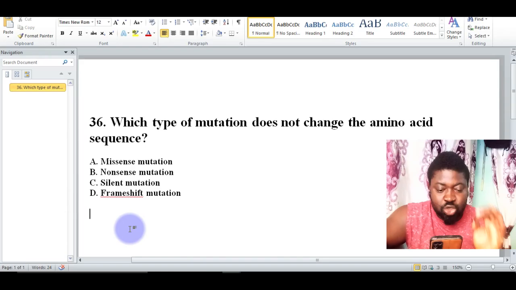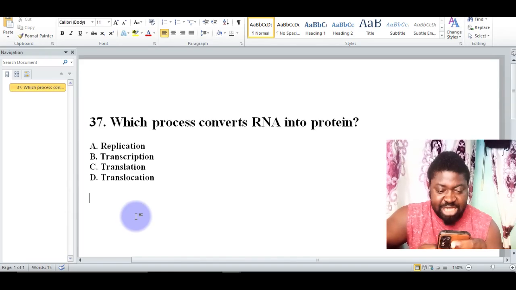This is why you need to know that the correct option is C, which is silent mutation. Let's move to the next. Let's move to question 37.